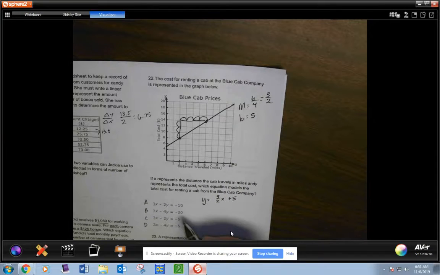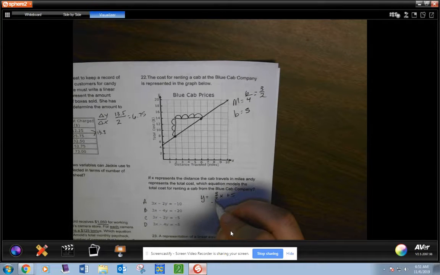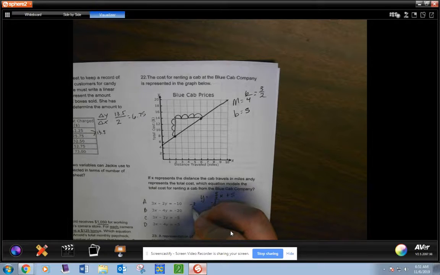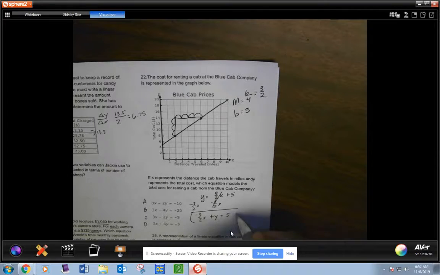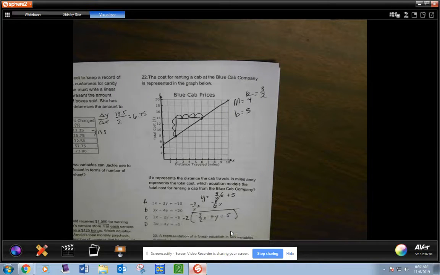And I need to get it back into standard form, so I'm going to subtract the x to get it back onto the other side. That gives me negative 3 over 2x plus y equals 5. To get rid of that fraction, we have to multiply by the denominator, but since it's negative, we also multiply by negative. So multiplying everything by negative 2, this will give me a positive 3x minus 2y equals negative 10, which the only answer that matches that is A.